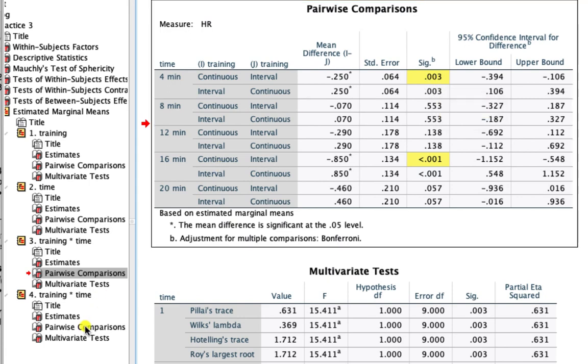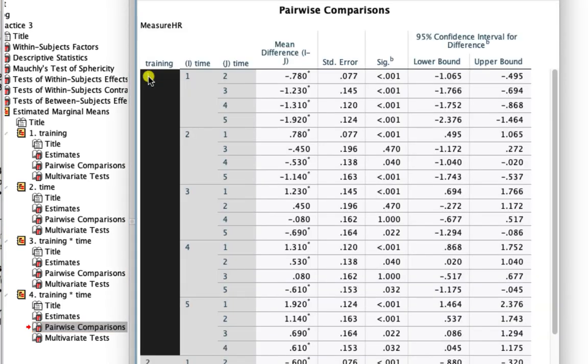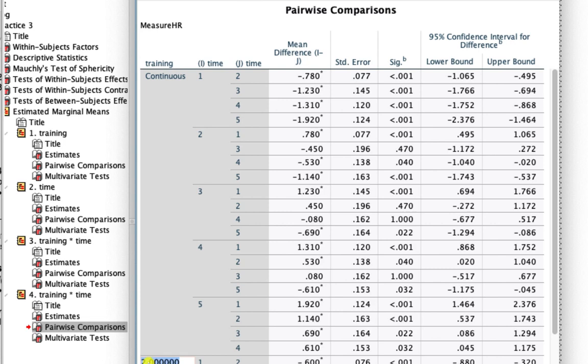From there, we have one more set of pairwise comparisons to look at. And that is looking at the differences between time points within our training. So I'll label continuous and interval. And then my time point 1 was 4 minutes. Time point 2, 8 minutes. 12 minutes.